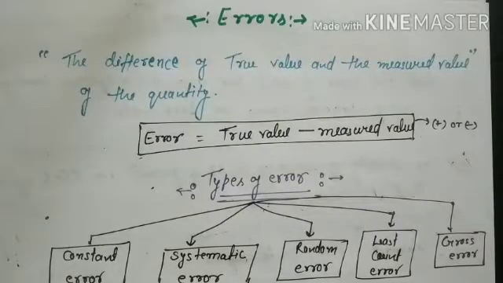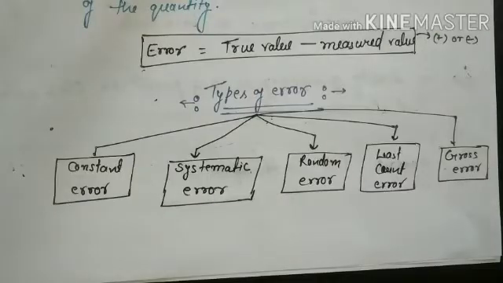So students, in the last video we were discussing errors. In this video we'll talk about different types of errors. As we know, if our measured value is not equal to the true value, then the difference between the true value and the measured value of that quantity is called error. Today we will discuss these different types of errors.